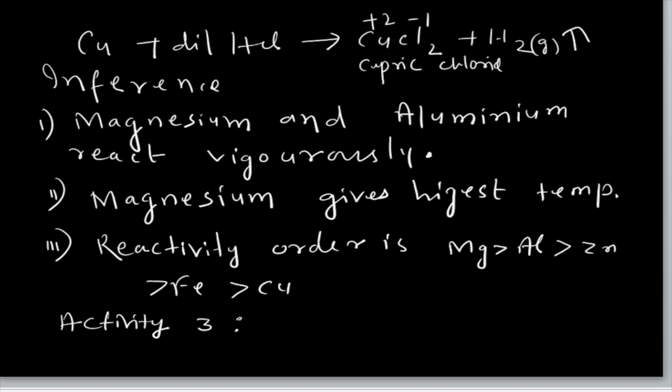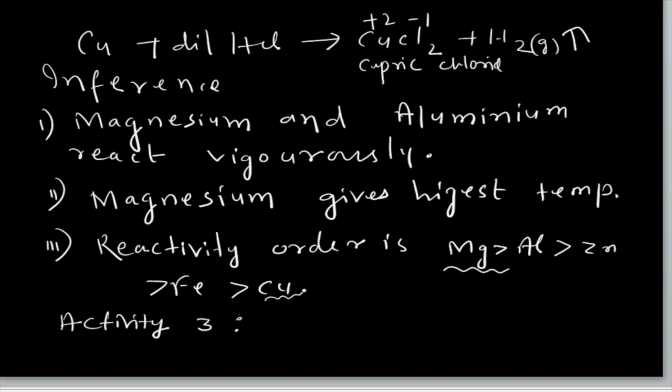Very speedily that will react. Magnesium has the highest temperature. Magnesium will react with dilute HCl. Highest temperature means it is an exothermic reaction. Reactivity order: magnesium is more reactive than aluminum, than zinc, than iron, than copper. That means copper is the least reactive, whereas magnesium is the most reactive.